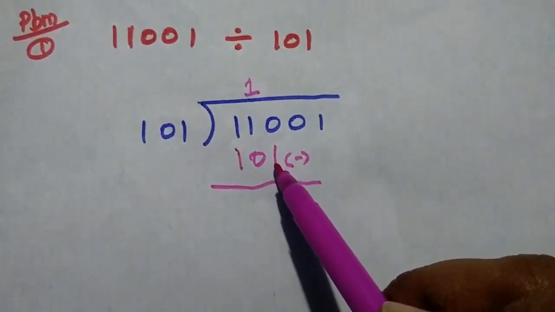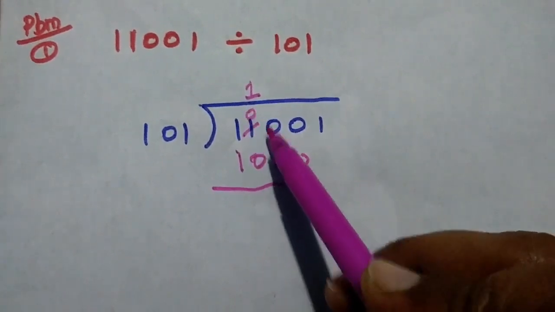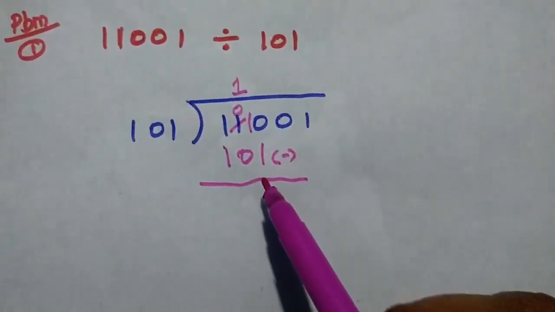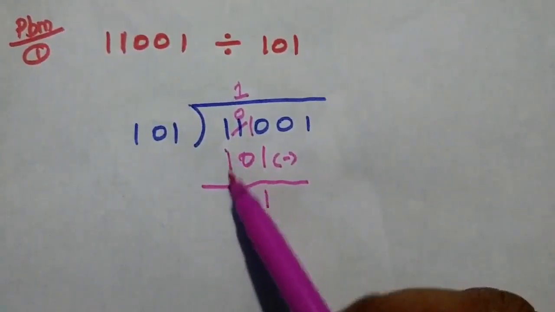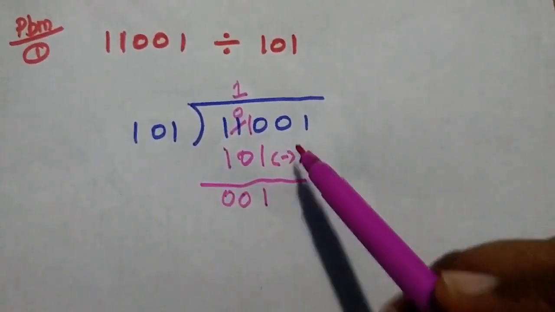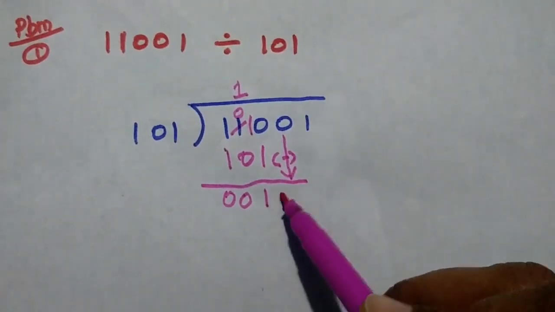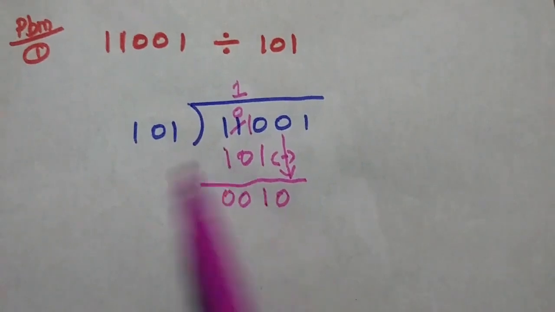0 minus 1 we cannot, so we have to borrow the value. So it becomes 0, and here it becomes 1 0. So 1 0 minus 1 is 1. Here it is 0. 1 minus 1 is 0 again. So next we have to take the other value. The next value is 0. So here we are having 1 0.